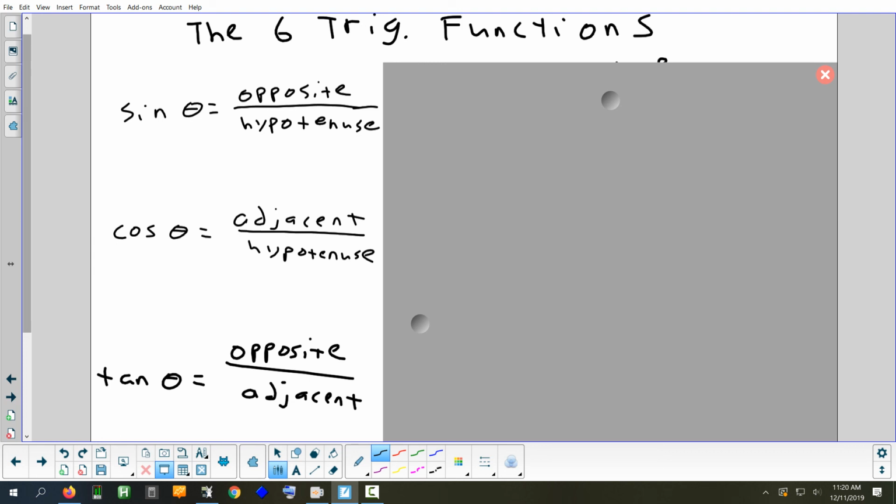So, what does that mean if you divide two lengths? Think about what your units would be. Like 8 feet divided by 10 feet. Would be the unit.